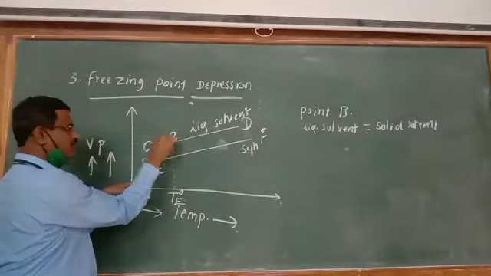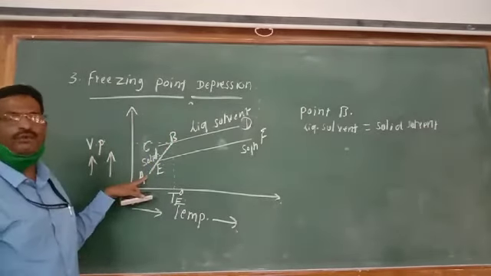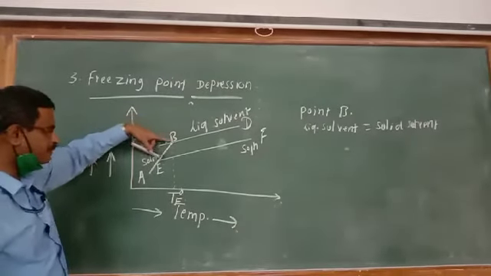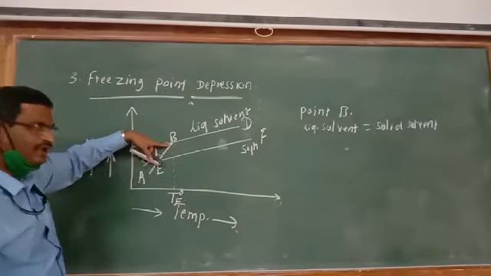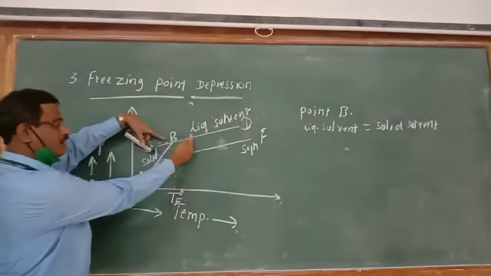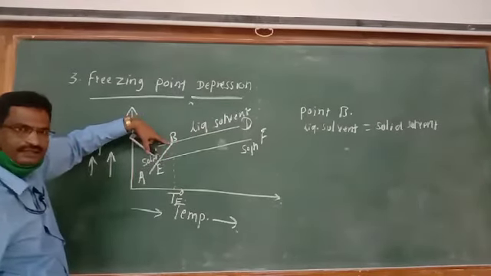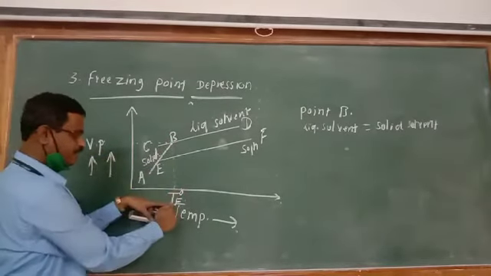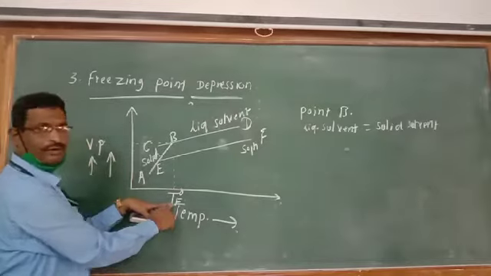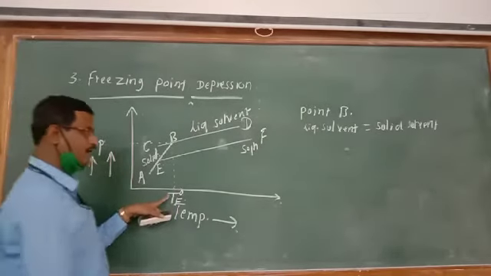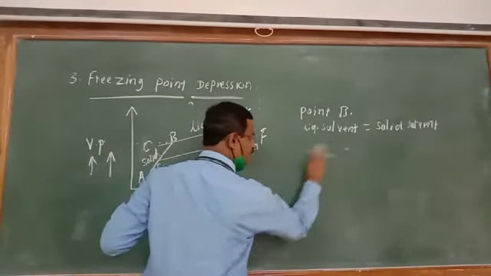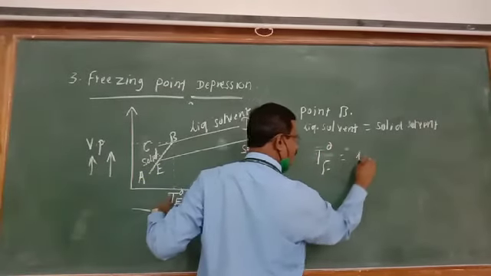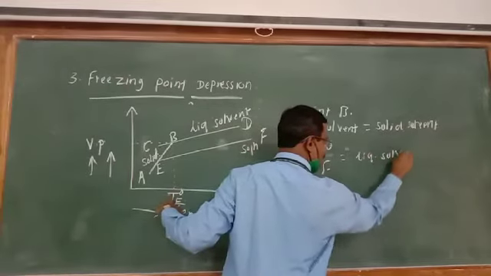At that time they exert a certain pressure, which is the equal vapor pressure. The vapor pressure of the liquid solvent is equal to the vapor pressure of the solid solvent, and at that time the liquid solvent starts converting into the solid state. It is the temperature T0F. Therefore, this temperature is known as the freezing point. T0F is known as the freezing point of the liquid solvent.